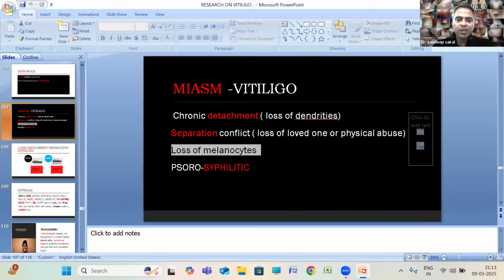Okay, let's talk about the miasms. I have earlier also told you that vitiligo covers all three miasms: psora, sycosis, and syphilis. Now we will see which is the predominating miasm. In vitiligo, what happens? You have loss of melanocytes. There will be loss of dendrites. And in the mental sphere, we found most of the time there is a loss of loved ones or physical abuse, that sort of thing.